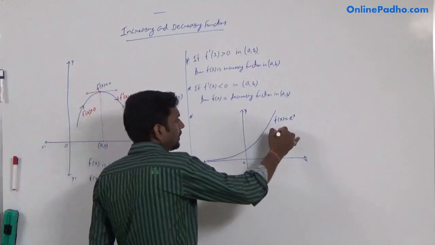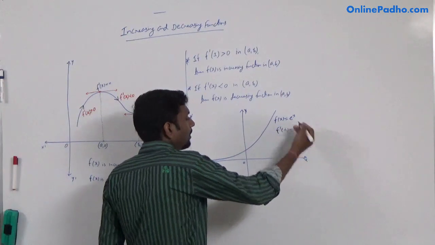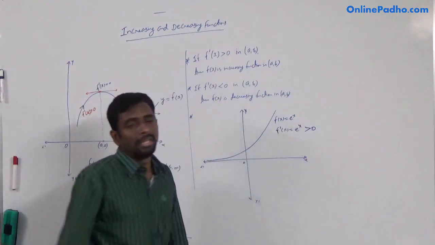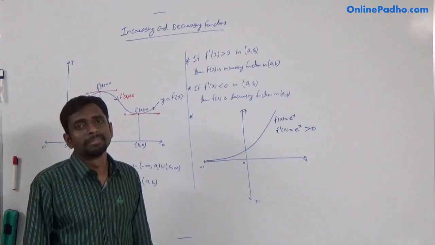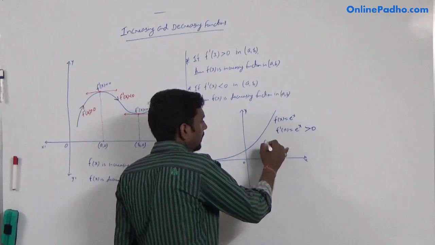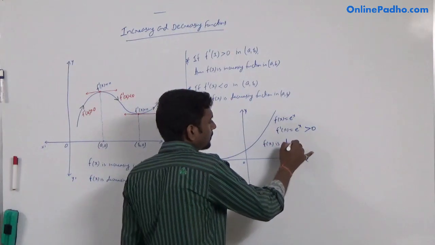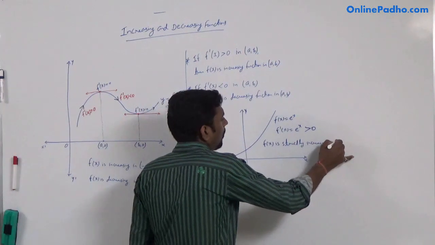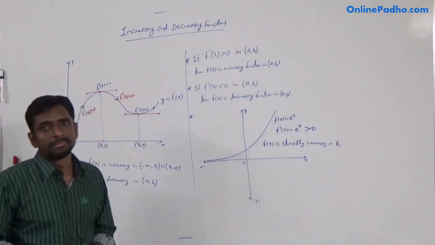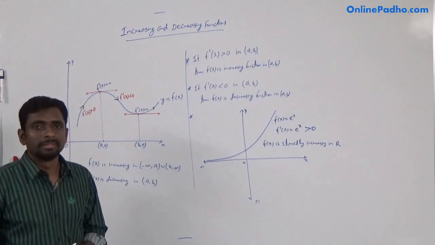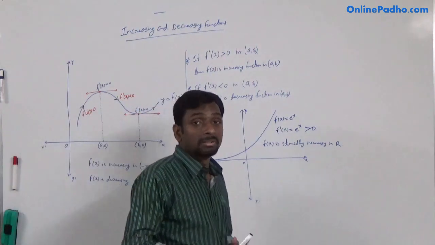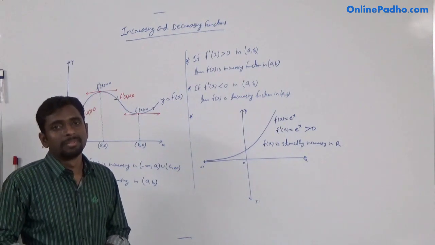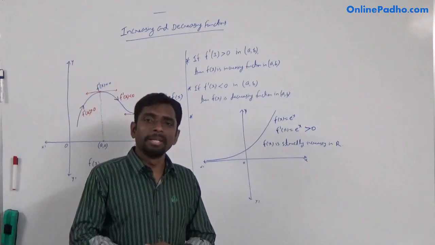Because if you find f dash x, this is also e to the power x. An exponential function cannot be negative. We can say that e to the power x is always greater than 0 for all x, x is a real number. So we can say that f x is strictly increasing in all real numbers. If you draw the graph of f x equal to x square, that depends on interval, it may be increasing, it may be decreasing.